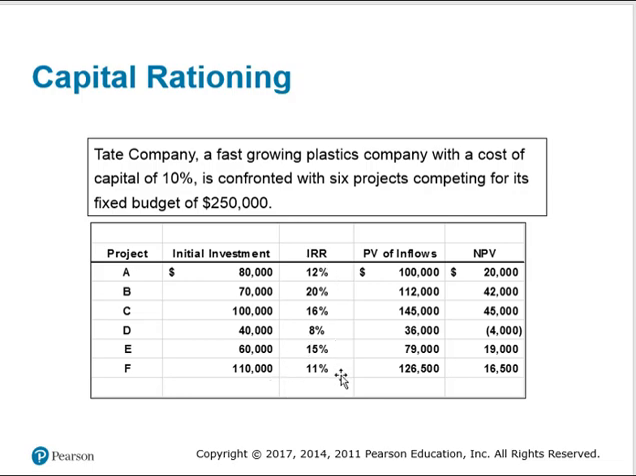Here's the internal rate of return. Here's the present value of the inflows. So if you take 100,000 and you subtract 80,000, you get the net present value of 20,000. So then we also have a cost of capital of 10%, and we have a fixed budget of $250,000.